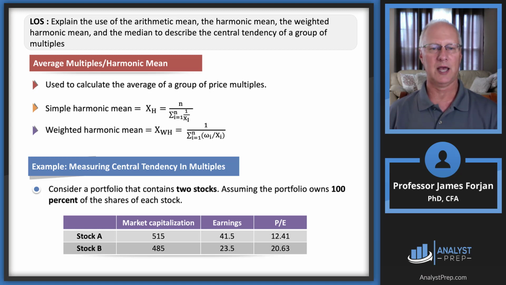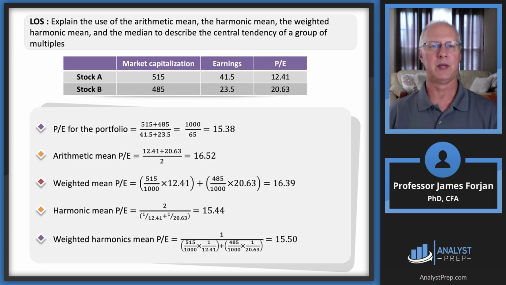So look at stock A and B at the bottom table, market caps, earnings, and PE ratios, right? So here's our PE for the portfolio for stock A and stock B. So all we're going to do is take the 515 and the 485. So there's our total market cap of 1,000, and divide that by the two earnings of 41.5 and 23.5. So 1,000 over 65, that gives us a PE ratio for the portfolio of 15.38.